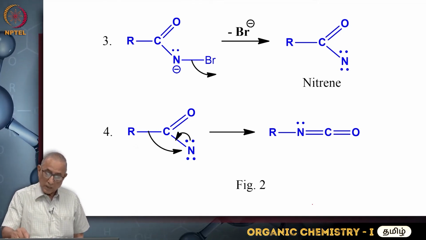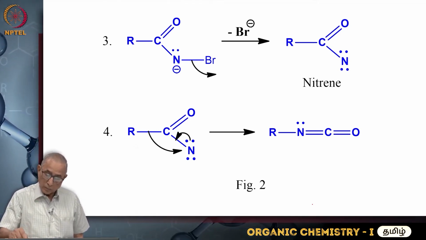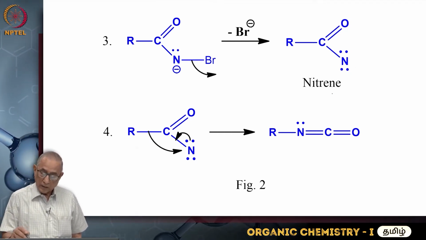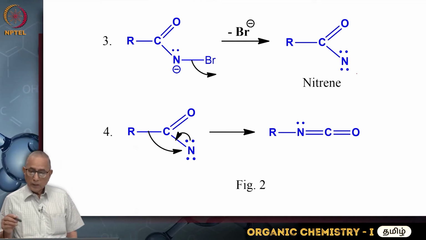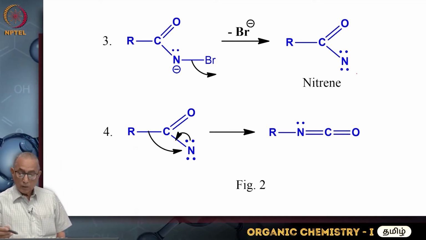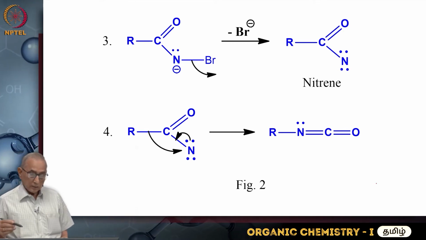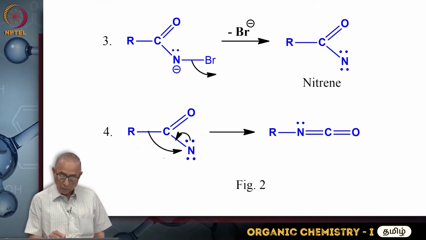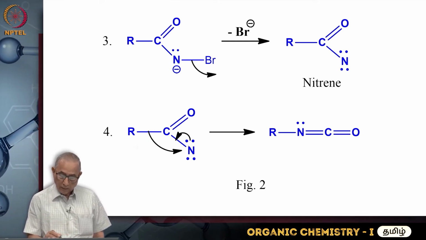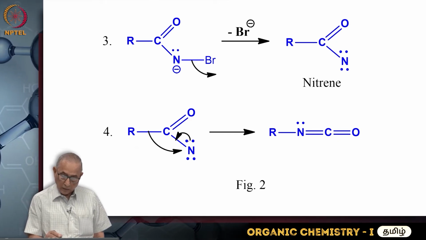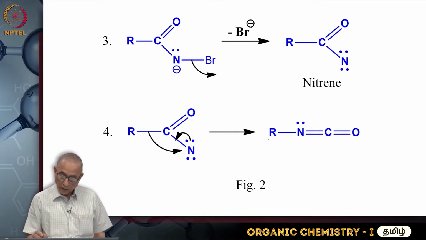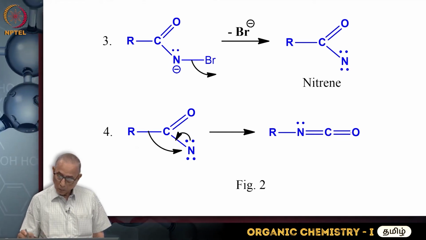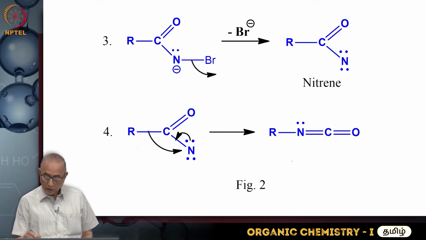This species is a 6 electron species. 2 electrons in this bond, 2 electrons here, and 2 electrons here. So this is called nitrene. It's electron deficient. 2 more electrons are needed to complete the octet, 8 electrons. And this is obtained by a rearrangement where the R group migrates to the nitrogen. This pair of electrons moves to this compound, and you get R, N, double bond C, double bond O. This is called isocyanate.